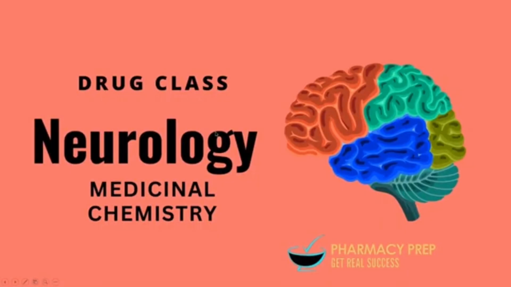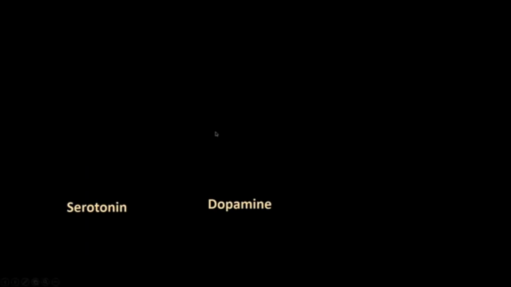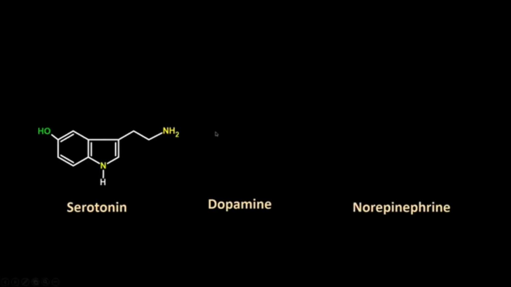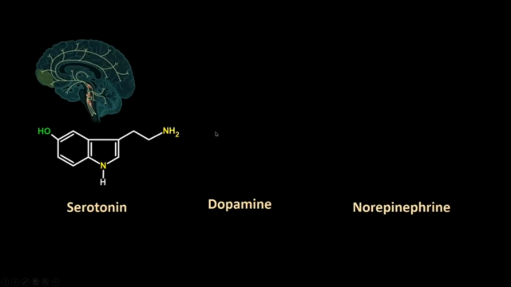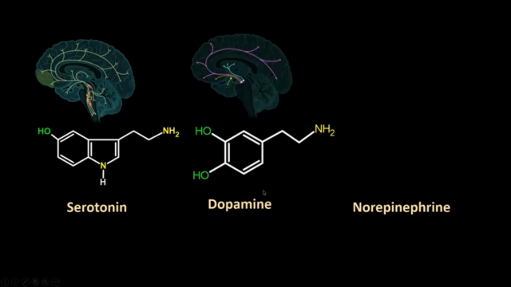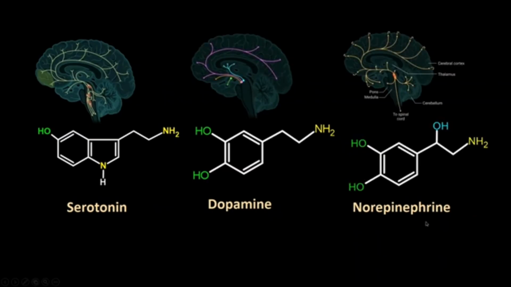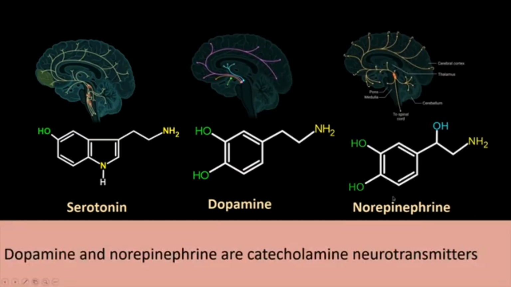Next, another important class of drugs are neurology drugs that include serotonin, dopamine, and norepinephrine. These are the three major neurotransmitters. Serotonin contains an indole ring, whereas dopamine and norepinephrine are both catecholamine types of neurotransmitters. These two are called catechols, which is basically made because of two hydroxyl groups. Whereas this ring here is the indole ring that is present in serotonin.